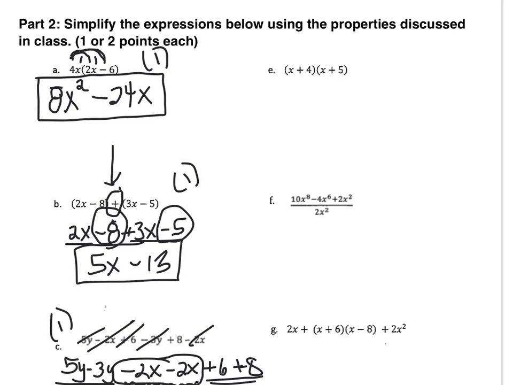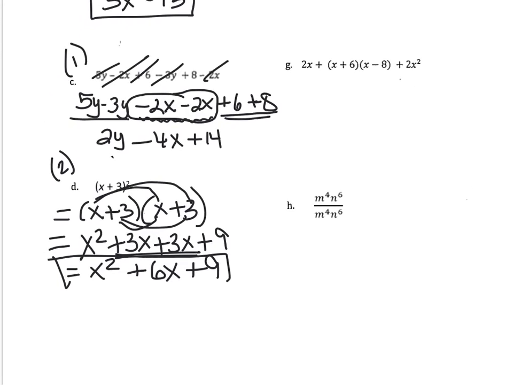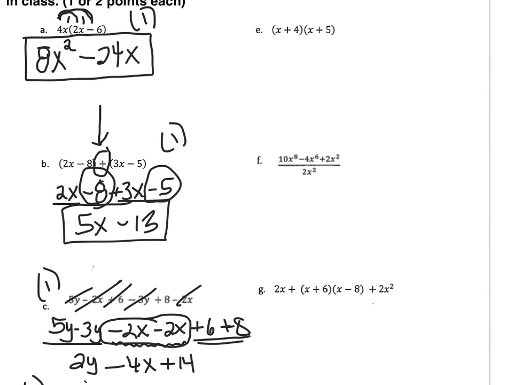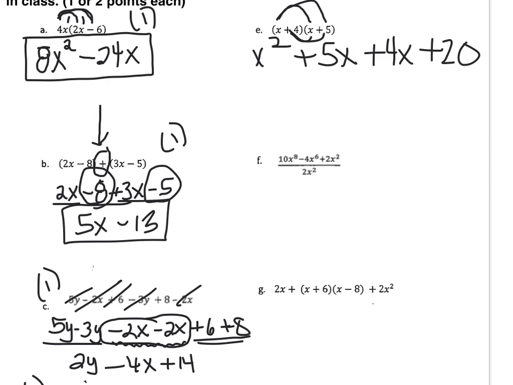For letter E, it's just like what we just did with x plus 3 times x plus 3 in letter D. We have to double distribute. X times x gives you x squared. X times 5 gives you 5x. 4 times x gives you a positive 4x. And 4 times 5 gives you a positive 20. Combining your two middle terms, 5x plus 4x, you end up with x squared plus 9x's plus 20.